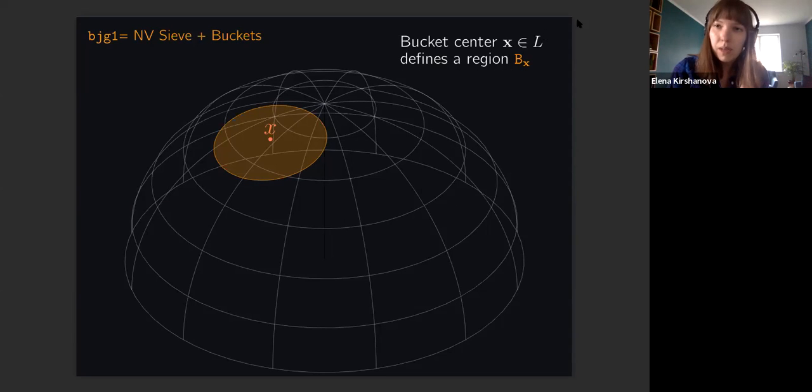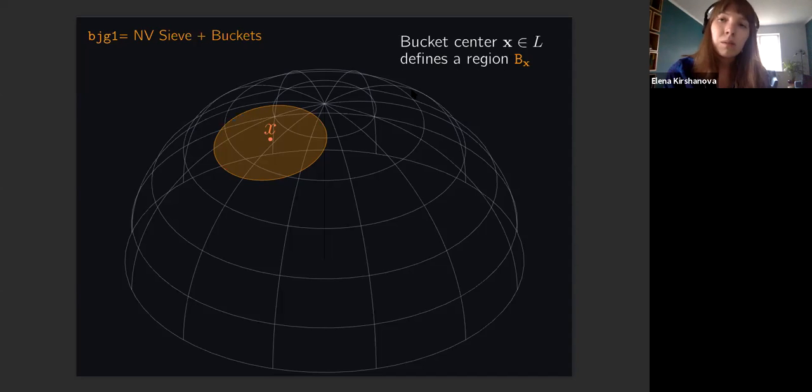What is a bucket? A bucket is defined by a center X, where X is chosen randomly from our sampled database, from our list of vectors. And this vector X by itself defines a region. Here I just imaginarily went from lattices to spheres, but this is for explanation purposes, it's fine. And also it approximates very well what's going on in practice.